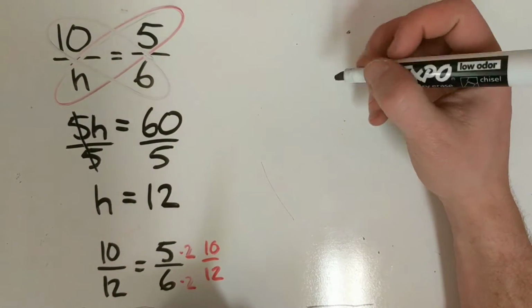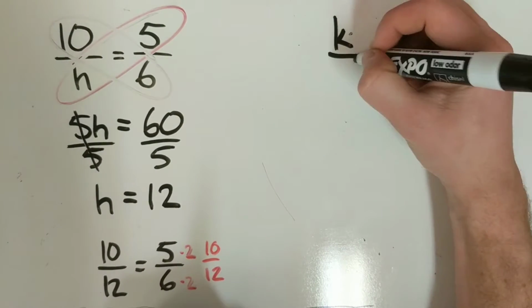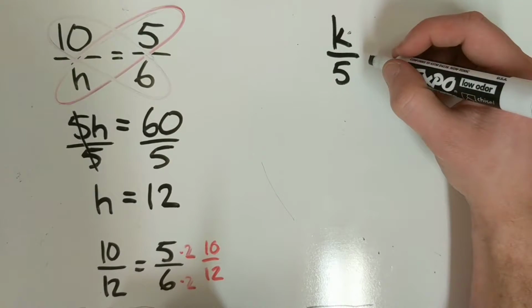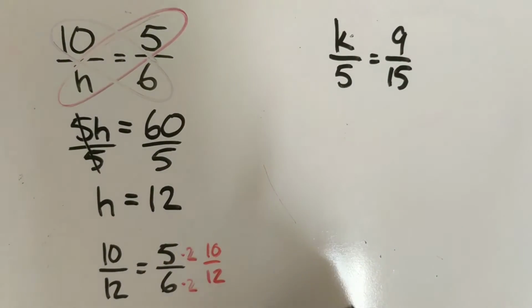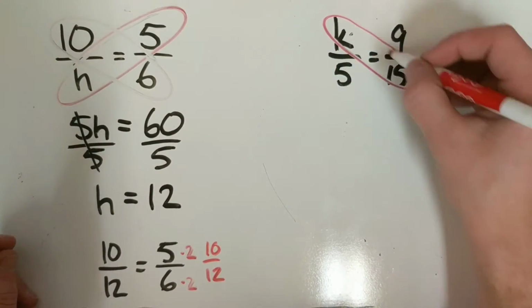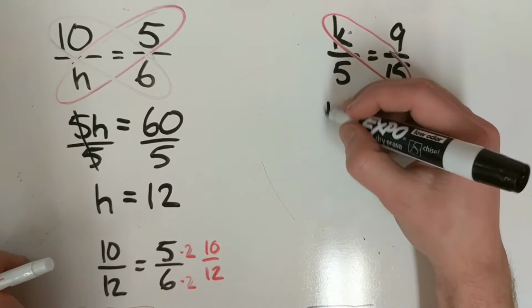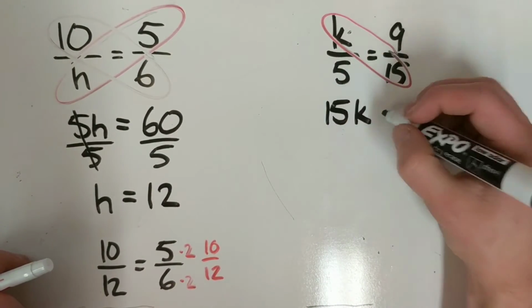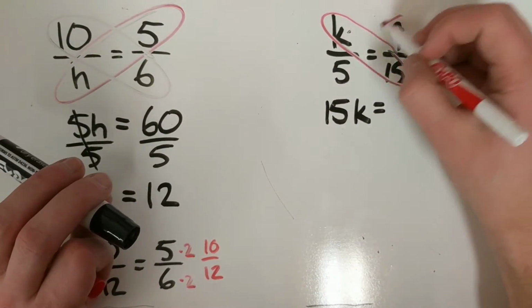All right, I'm going to do one more with you. Let's do this one. K over 5 is equal to 9 over 15. All right, so once again, our goal is to use the cross products property to solve for k in this case. So k times 15 is 15k. And then 5 times 9 is 45.